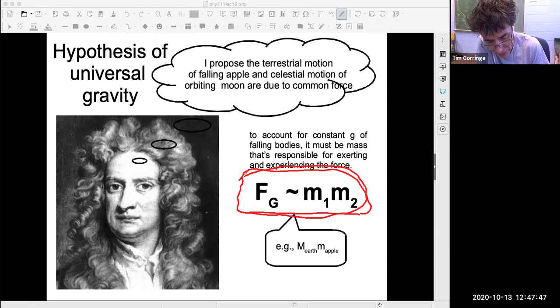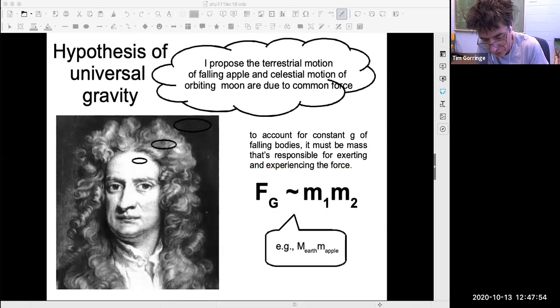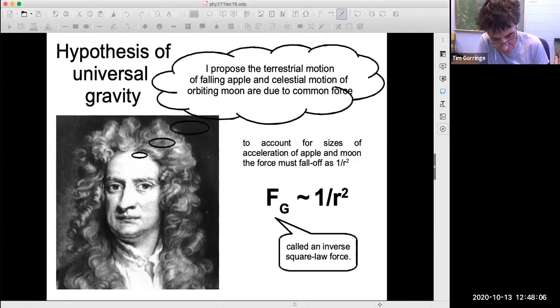So that's one ingredient in universal gravity. It's obviously a key ingredient. It's saying where the force comes from. It comes from the fact that objects have mass, and it comes in proportion to that mass. The second key ingredient is here.